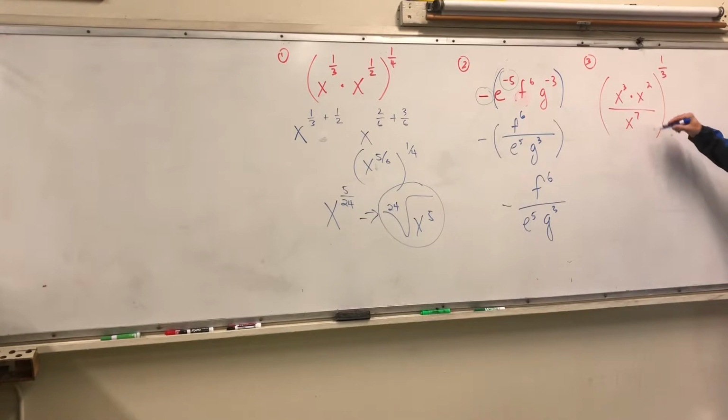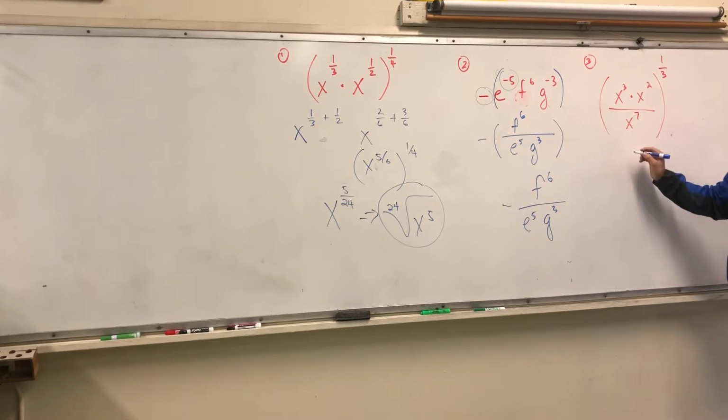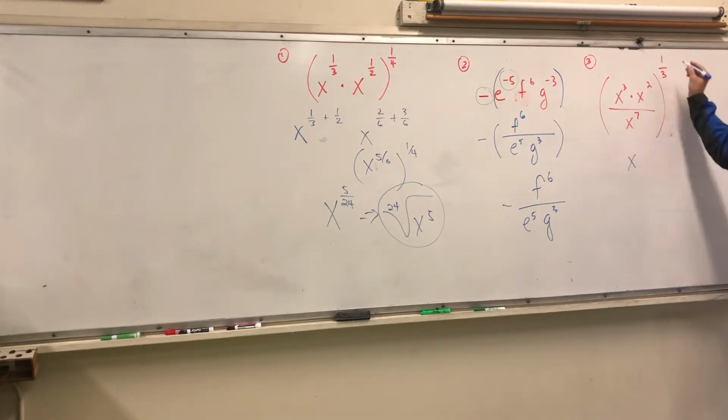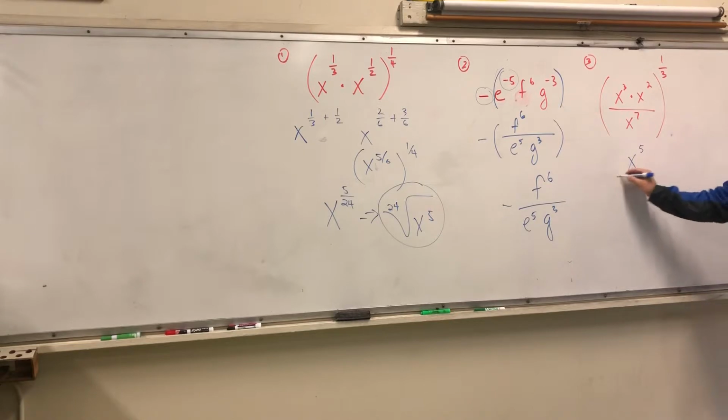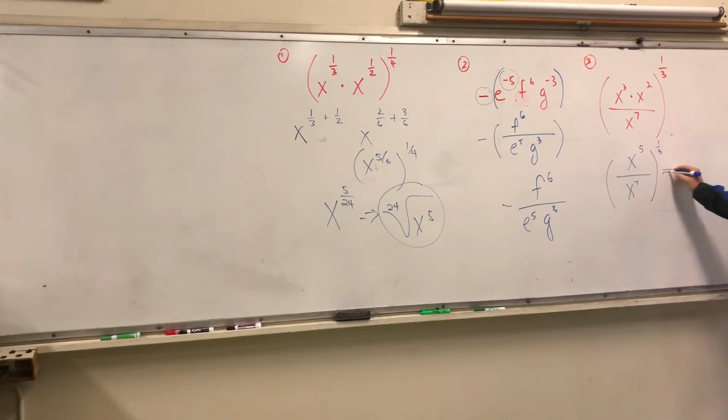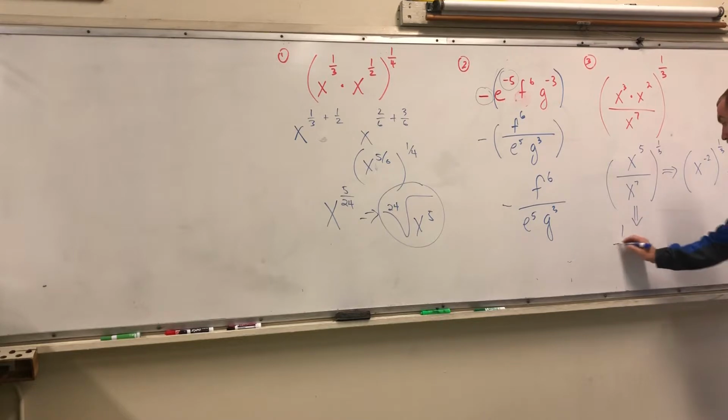I like this as a free response question where you're basically having to multiply and add, divide and subtract, and then raise to another power, and basically end up multiplying. So you have x to the 5th over x to the 7th, to the 1/3. 5 minus 7 gives me an x to the negative 2, to the 1/3. I could also say it's giving me a 1 over x squared to the 1/3.